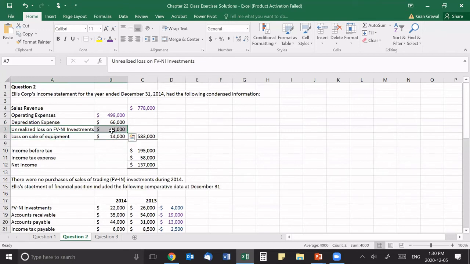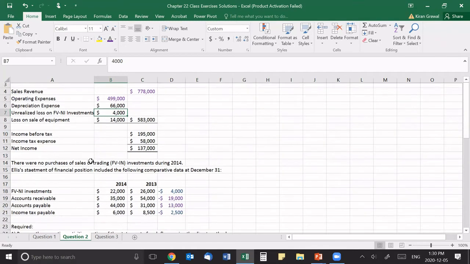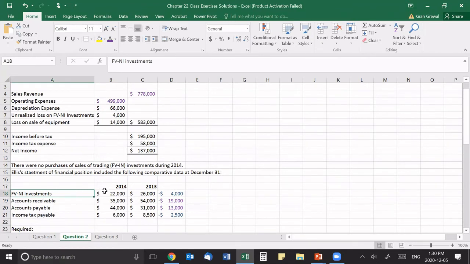Unrealized loss on sale of fair value net income investments. There's a note that says there were no purchases or sales of trading fair value net income investments during 2014. If you remember from your previous accounting courses, an unrealized loss on fair value net income investments is basically just updating the investment account, probably under your long-term assets. Actually, we have it right here. It's just updating your investment account to whatever the fair value is in 2014. So here, from 2013 to 2014, the fair value went down by 4,000.